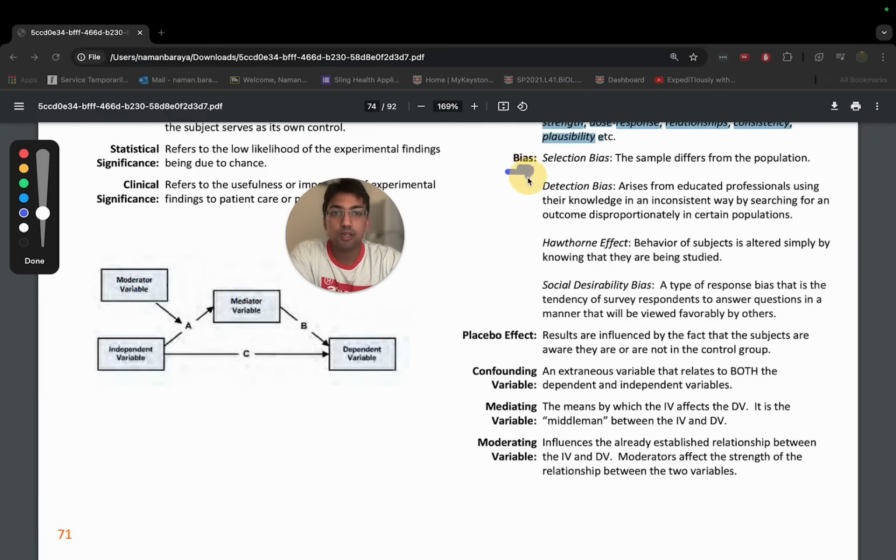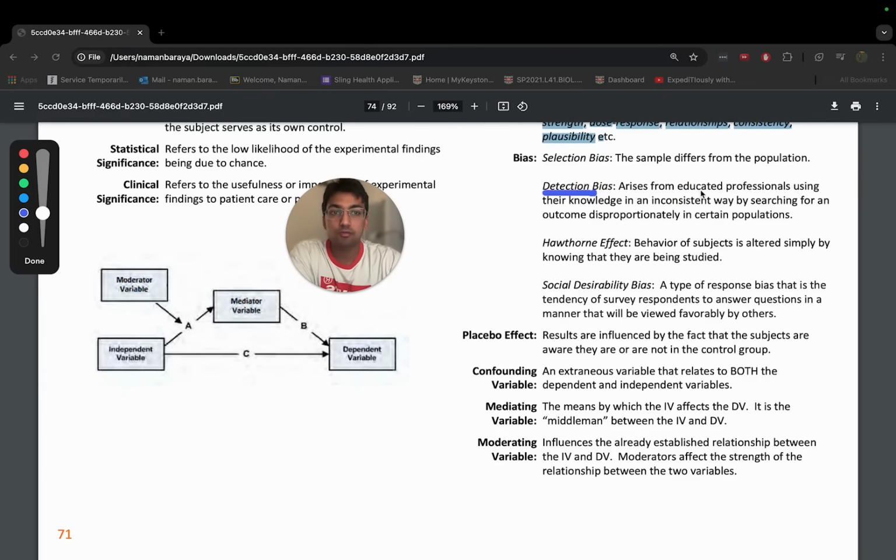Selection bias is the idea that I'm choosing people who are different from the population. In clinical trials, you often have a lot of selection bias because many of the people participating are volunteers for those experiments or people who are getting paid some money. And so that chooses specific people who may be different from the population.